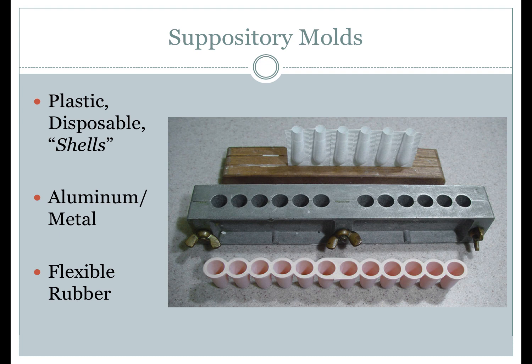The problem with disposable molds is that the plastic is very, very soft, and if you pour molten base that is too hot, the heat will shrink the mold and actually make it implode, ruining the suppository. Moreover, the soft plastic molds can become easily dented and deformed while handling them, and if the shell is already dented, then the suppository it forms will also be dented and deformed.